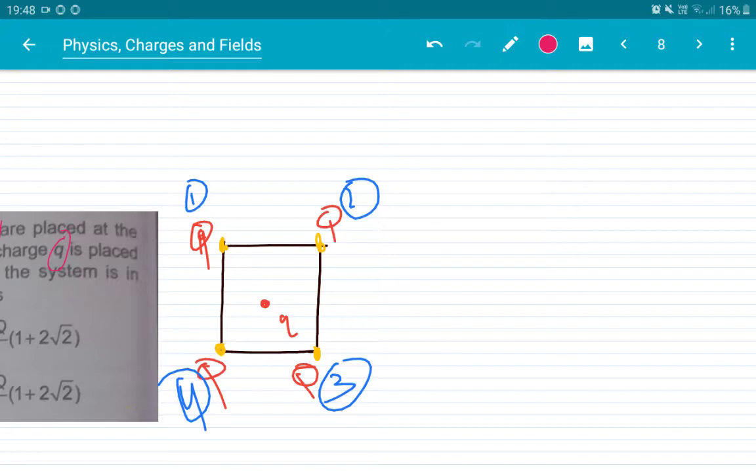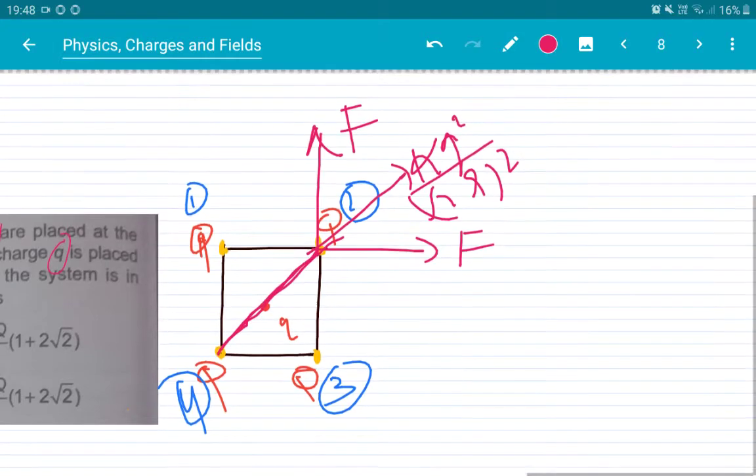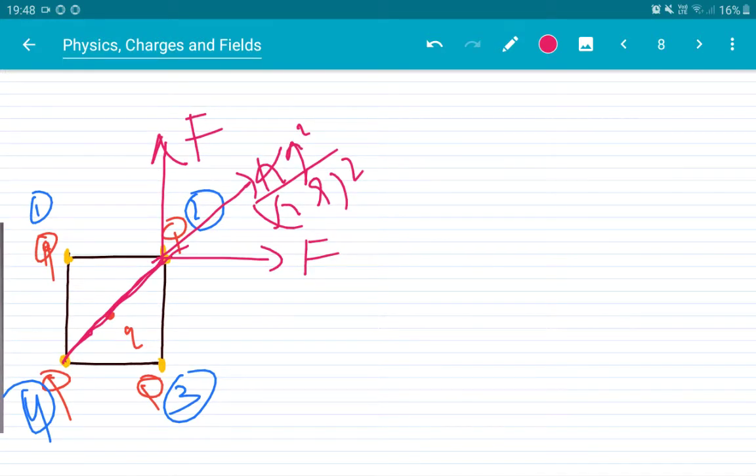Charge 3 applies some force on charge 2. Suppose that should be F. And charge 1 applies the same force on charge 2, that is also F. Charge 4 applies a force that is equal to kQ square by root 2 r whole square. Why root 2 r? The distance is the diagonal of the square, which is root 2 r. So that's why we took kQ square by root 2 r whole square.